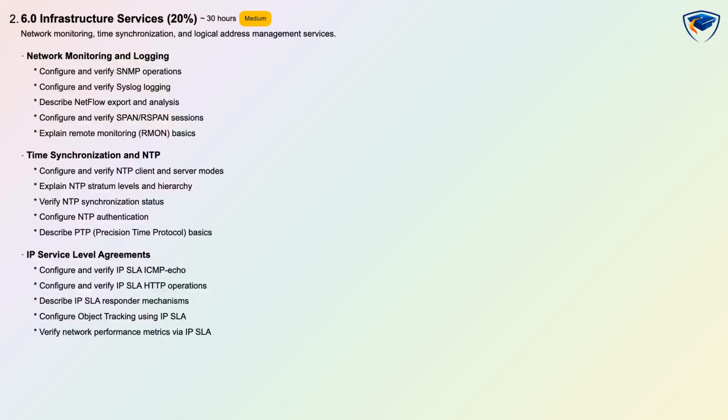Domain 6.0 Infrastructure Services is 20% of the exam, medium difficulty, with an estimated 30 hours and assessment type conceptual plus scenario-based. This domain covers network monitoring, time synchronization, and logical address management services that support routing infrastructures. You will configure and verify SNMP and syslog, examine NetFlow export and analysis, and set up SPAN or RSPAN for traffic capture and remote monitoring basics.